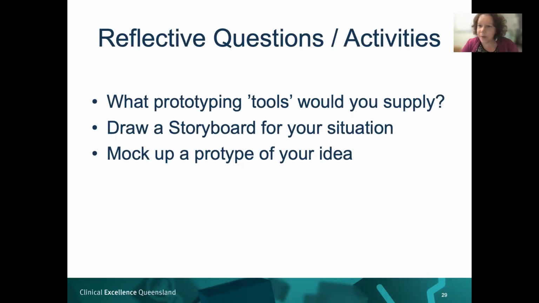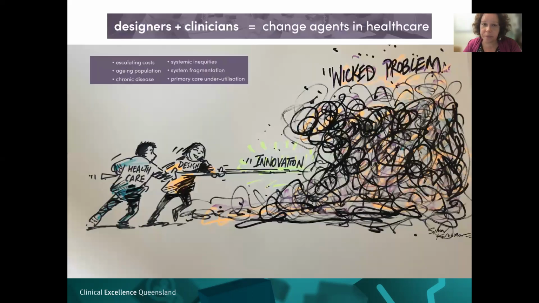As you think about what we've just learned, it's very much a rapid tour through prototyping and design thinking. Think about what prototyping tools you would supply. Do you want to just give people pen and paper, and that's fine? Or do you want to cut up images? Or do you want to use pipe cleaners and coffee cups and give them some real cardboard boxes? What kind of prototype do you want the outcome to be? You could draw up a storyboard for your situation or mock up a prototype of your own idea. Those are some activities that you could do.